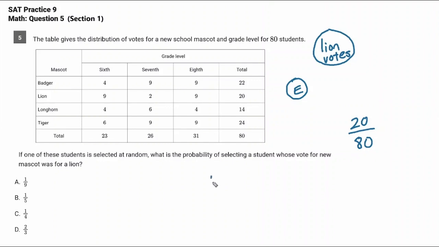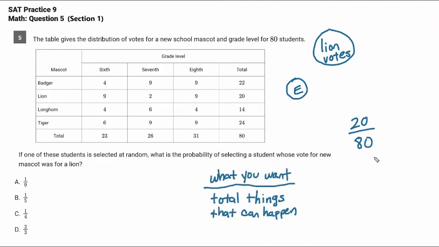Probability is just what you want over total things that can happen. So guys, that's the answer. You just got to reduce it. Dividing by 10, the zeros go away. 2 over 8, you know this one. It's 1/4. And so the answer is C. That's it. You get it right real quick and move on.